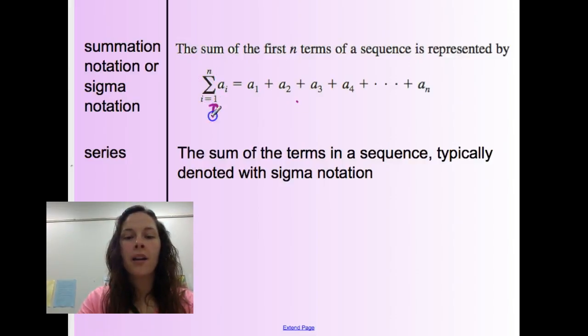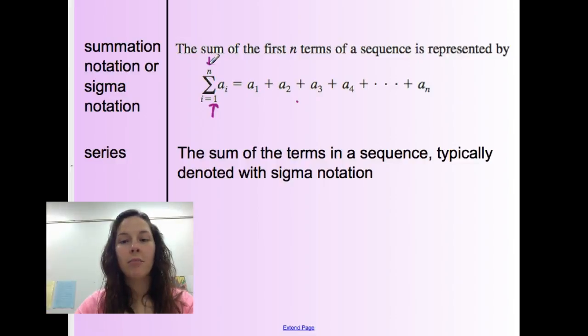The number at the bottom tells you which term to start with. So you would start, in this case, by substituting 1 in for I. I is called the index. And you would stop, the number at the top tells you which term to stop adding. And then you add all of those terms together to get your sum, which is an example of a series. A series is the sum of the terms in a sequence.